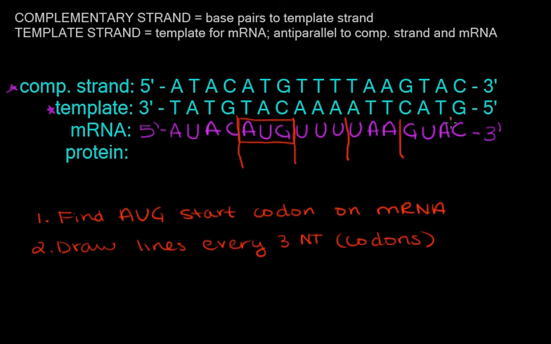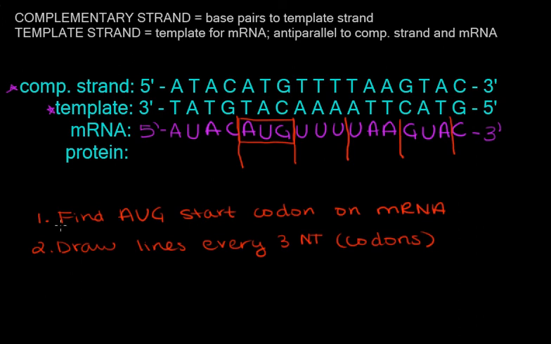Okay, we do not care about anything that happens before the start codon, because remember that the polymerase for RNA, the RNA polymerase, has to start at the promoter, so we're going to have some extra on this 5' end, and that's totally okay. But we start at the start codon.